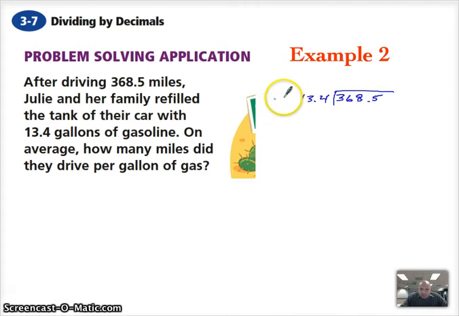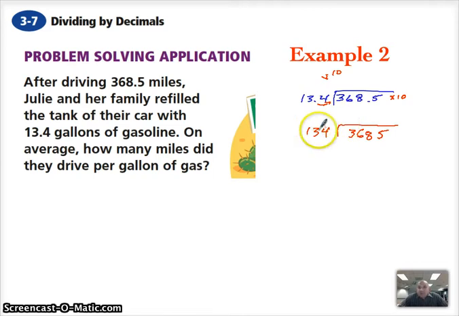How do we do this? Well, we need to get rid of that decimal in the divisor. So we're going to go ahead and figure out how far we have to move that decimal. We have to move it over 1, which means we're actually multiplying by 10 over here. And we also have to do that to the divisor. We'll multiply that by 10 as well. Our new division problem is 134 into 3,685.